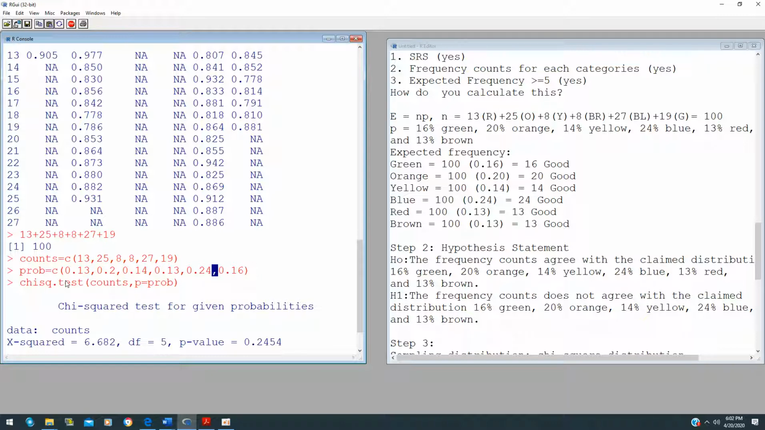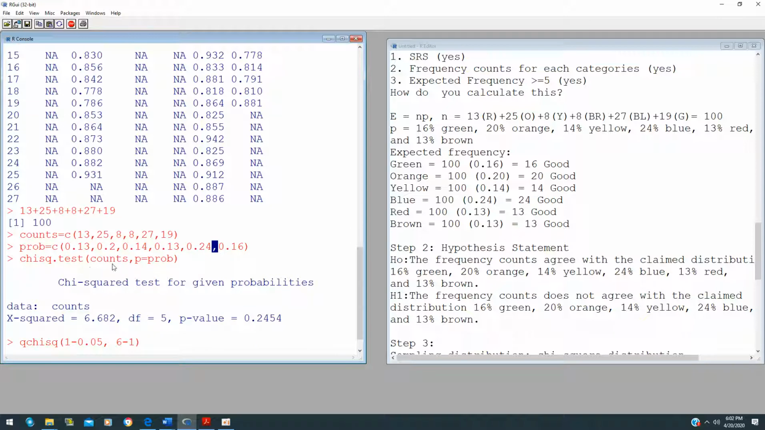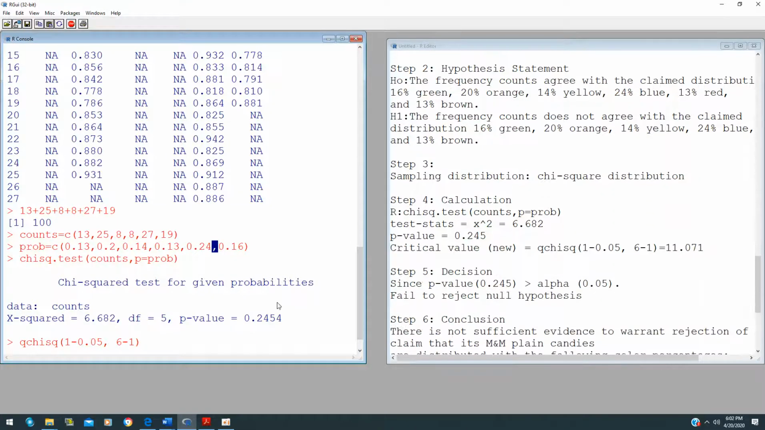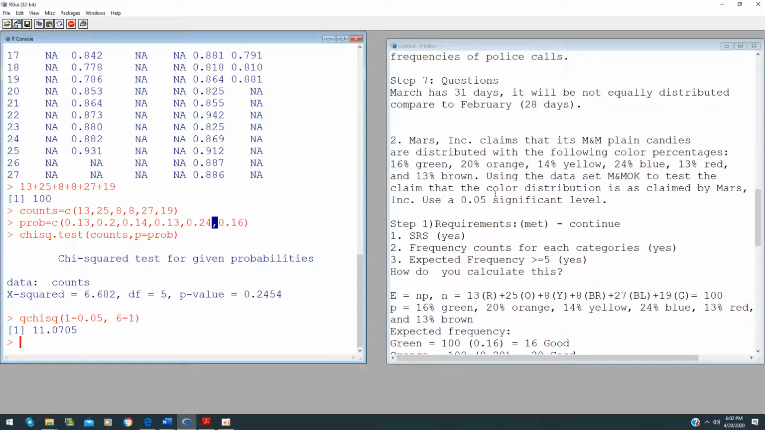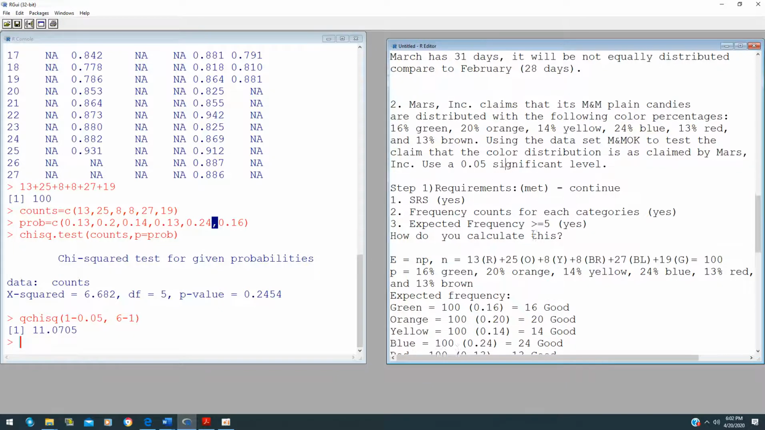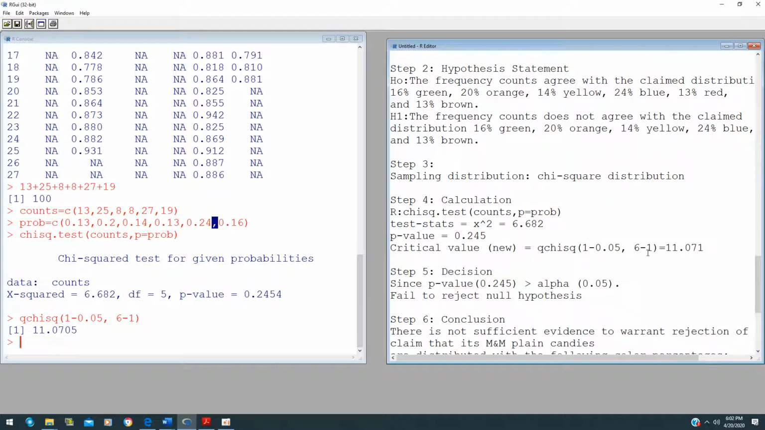And then you do the chi-square test with counts and p-prop. That's what I want you to write in my test here. And then the chi-square statistic came out to be 6.682. The p-value is 0.245. And again, how do we find the critical value? You do qchisq of 1 minus alpha. In this question, the alpha is 5% or 0.05, and then k minus 1.